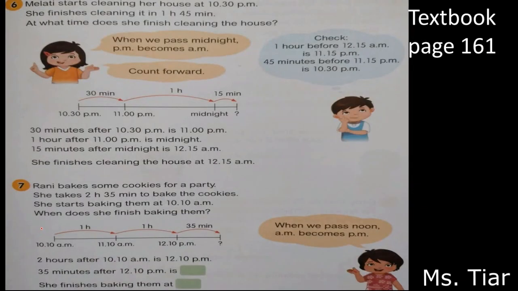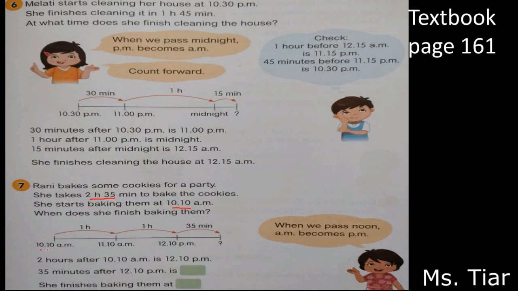Look at question number 7. Rani bakes some cookies for a party. She takes 2 hours 35 minutes to bake the cookies. She starts baking them at 10:10 a.m. When does she finish baking them? Okay, once again. So she started at 10:10 a.m. and then it took 2 hours 35 minutes.